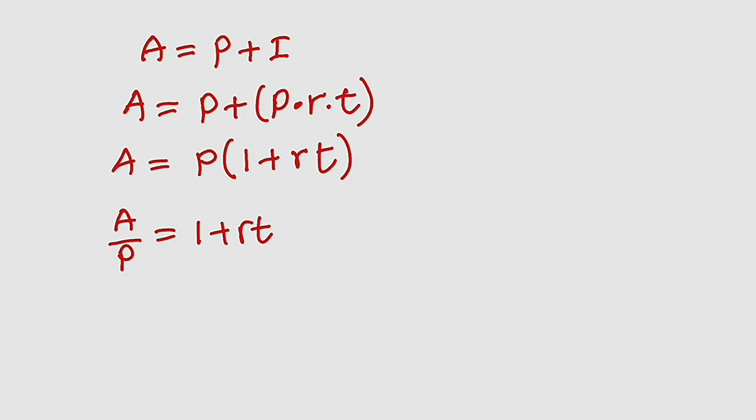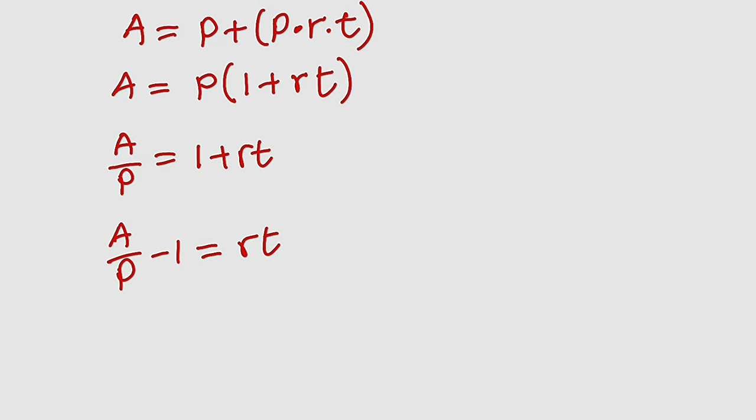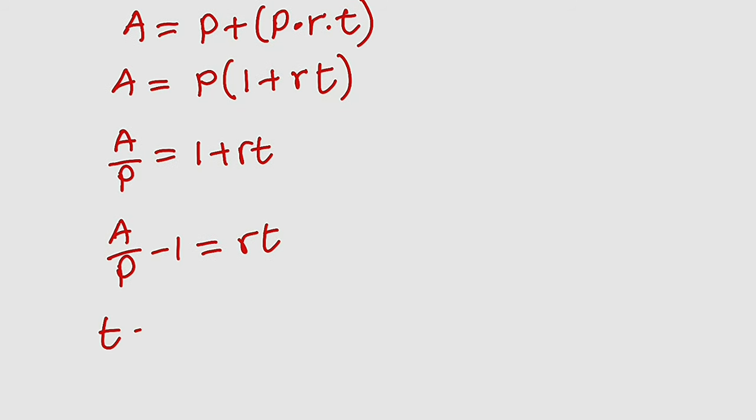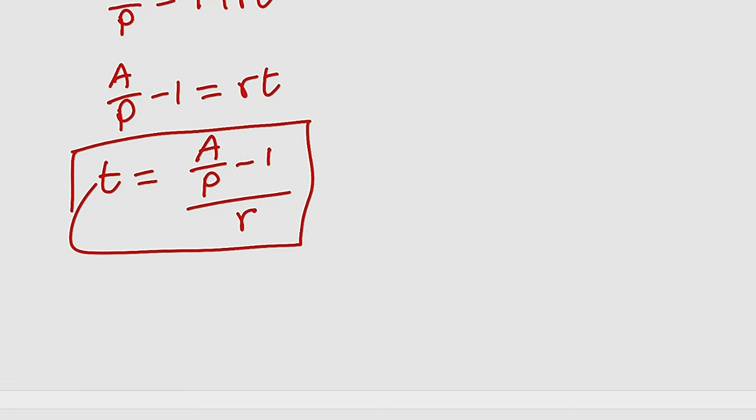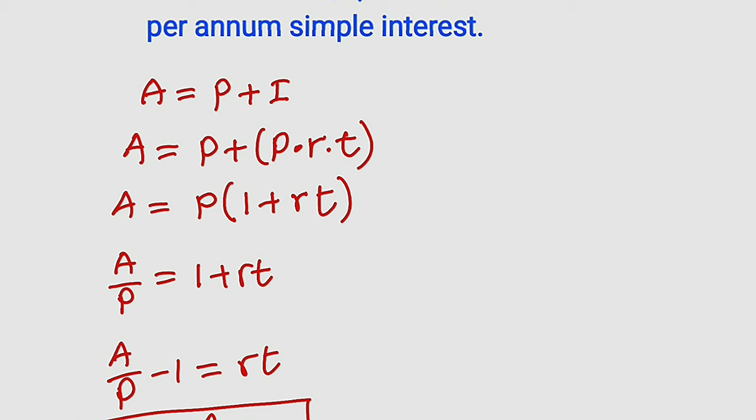Then we can subtract 1 from both sides. We have A divided by P minus 1 equals rt. And finally, we divide both sides by r. So we have t equal to A divided by P minus 1, divided by r. So this is the relationship. All we have to do is to substitute everything we have. All right, let me do it to the other side.